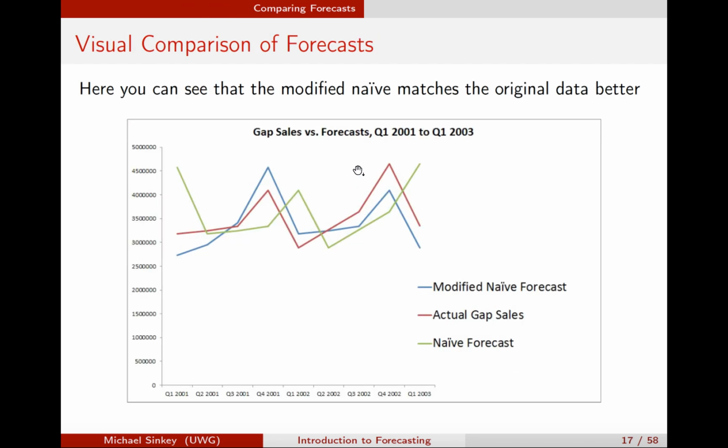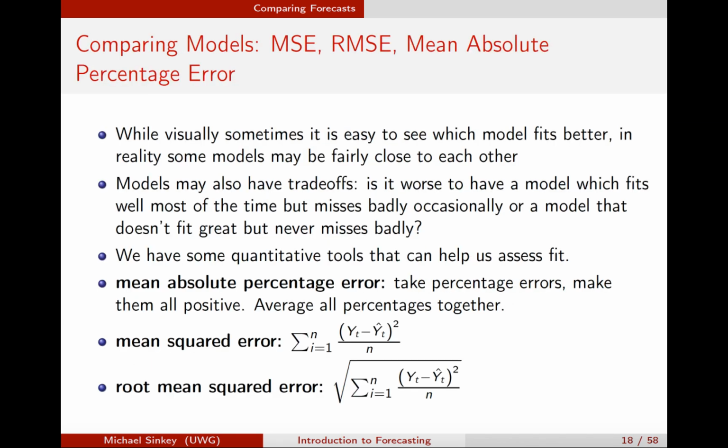Okay, so let's take a visual comparison of the forecast. The blue line represents the modified naive forecast, and the red line represents the data. And as you can take a look at the blue line, it mirrors the red line. Not exactly, but it's in the ballpark. And then if you take a look at the green line, that represents the naive forecast. And the naive forecast is basically choosing its own adventure here. It has no semblance of similarity to the blue line or the red line. So the naive forecast is doing its own thing relative to the gap sales.